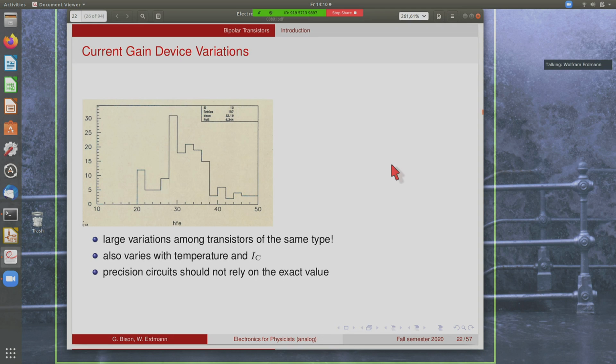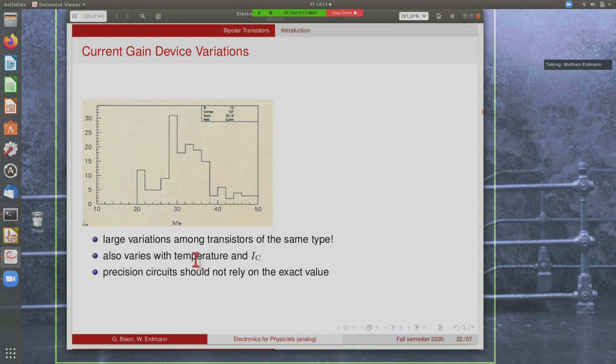A word of caution is that one cannot really rely on the value of hFE, or beta. There are large variations among transistors of the same type, so it depends on many small things. This histogram shows a distribution of beta measured for one type of transistor. These are all from the same box, so to speak, but if you measure the amplification, it varies quite a bit.